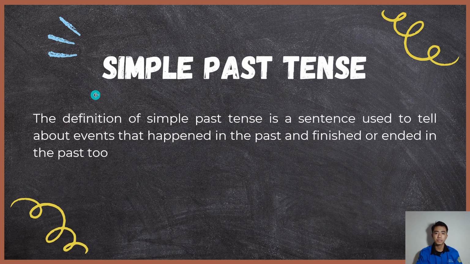Okay, the next material, simple past tense. The definition of simple past tense is a sentence used to tell about events that happened in the past and finished or ended in the past too.